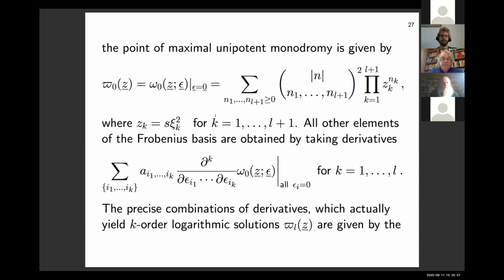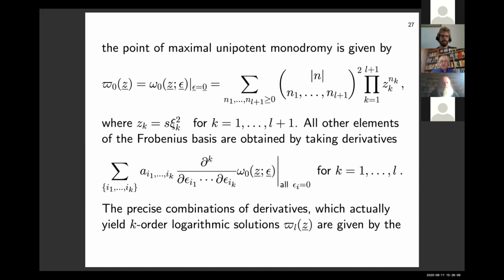But let me first say what is at the point of maximal unipotent monodromy. There is a unique holomorphic solution that's given just by taking no derivatives, just by setting epsilon to 0, and that is written down here. And this z_k is just this S parameter times these dimensional mass parameters.